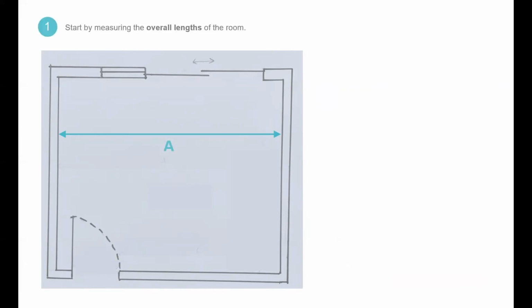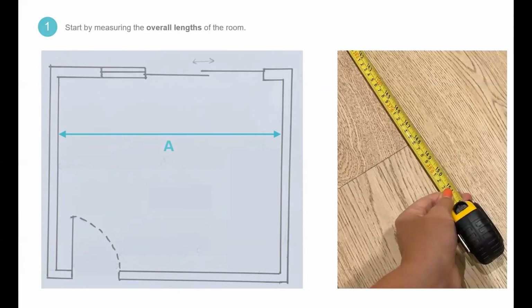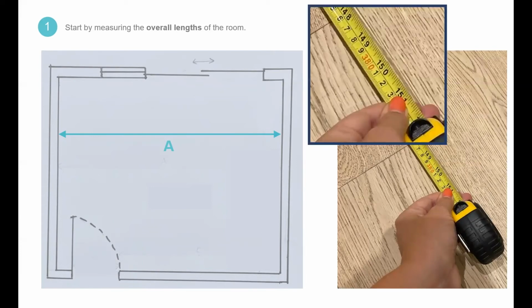So now I've gone through all the measurements you need, I'll show you how I went through and surveyed this room. So start by measuring the overall lengths of the room. And you can see here I've got the measurement, and it's 383 centimetres, because we've got the 380 and then we've got 1, 2, 3. So 383 centimetres is this dimension here, which is A.